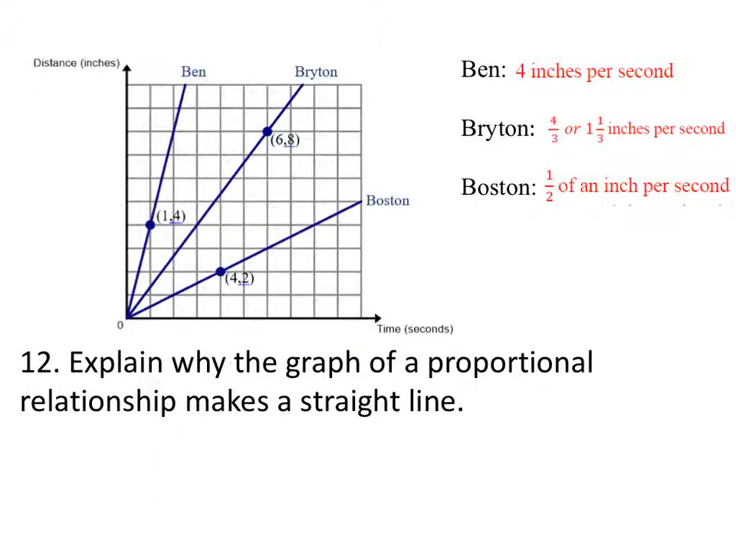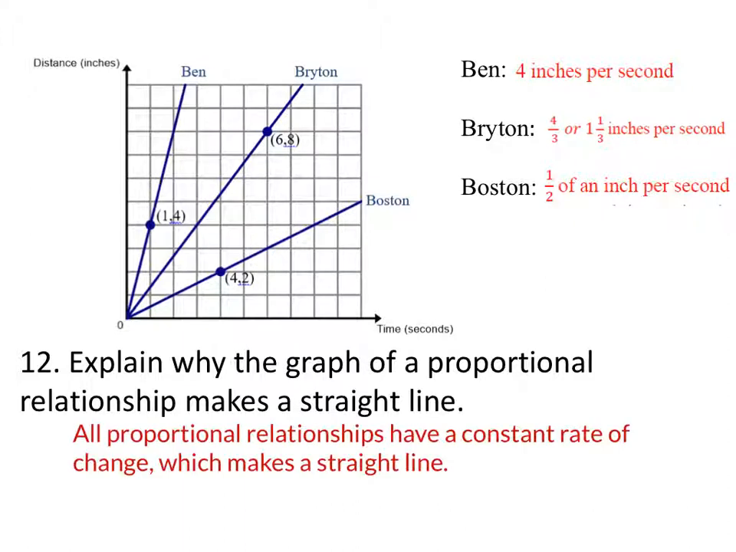And number 12, explain why the graph of a proportional relationship makes a straight line. It's because all proportional relationships have a constant rate of change, which is what makes a straight line. So this also means that if we ever find there's not a constant rate of change, it would not be a straight line. It would be curvy.